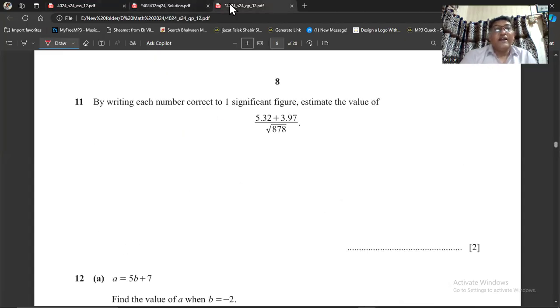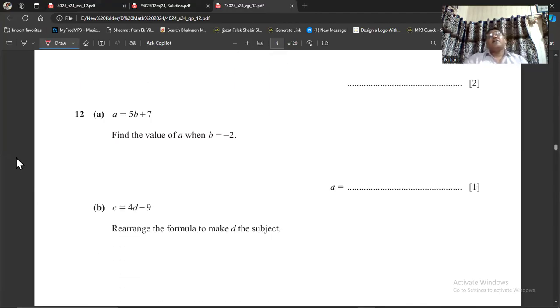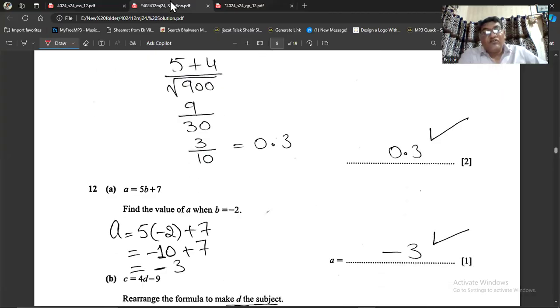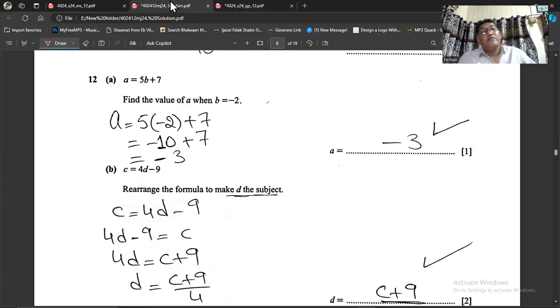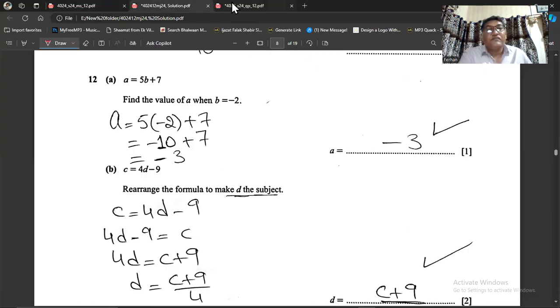Then we have the next question, question number 12. A part: A is equal to 5B plus 7. Find the value of A when B is minus 2. So I will substitute B with minus 2. And so A will be equal to 5 multiplied by minus 2, plus 7. So it will be minus 10 plus 7, and that is minus 3. So A is minus 3. That is the right answer, sir.